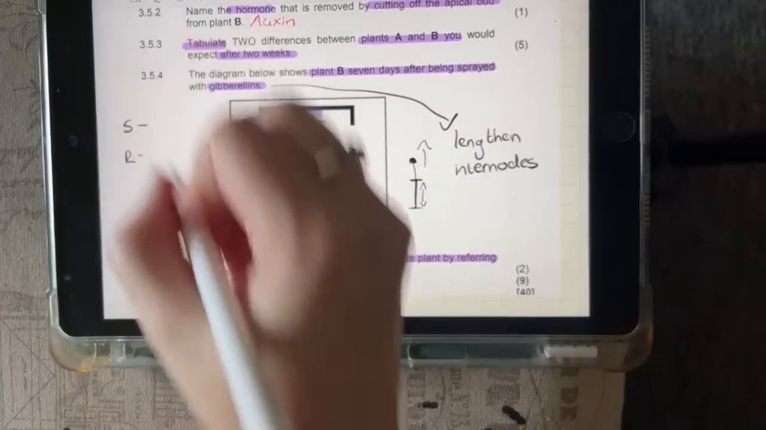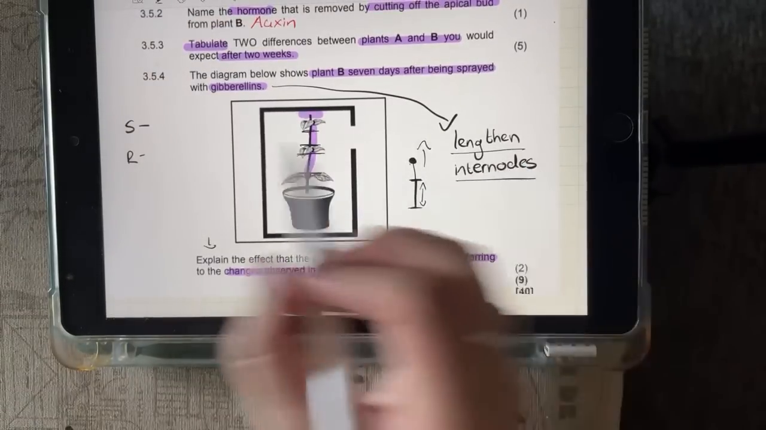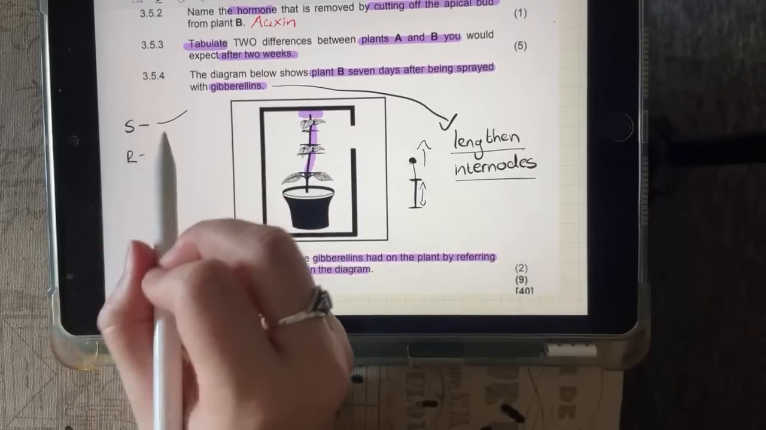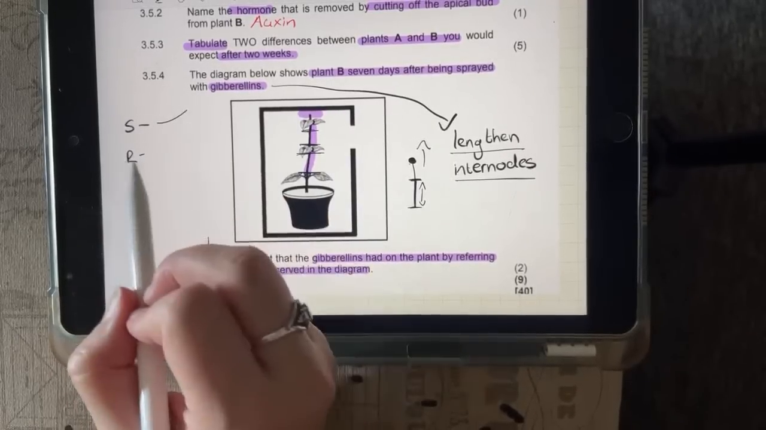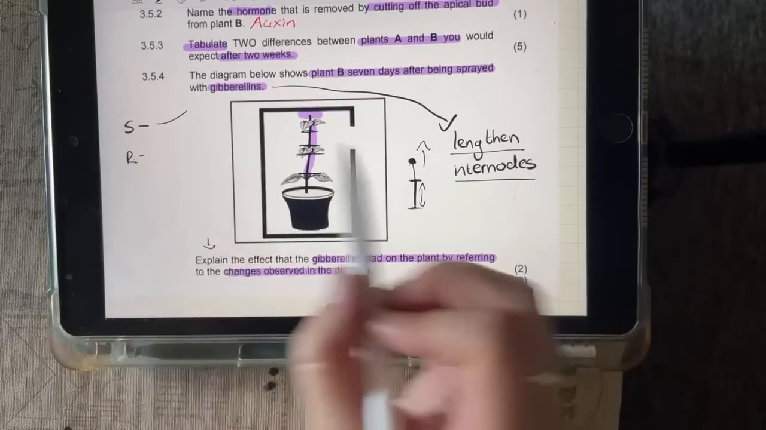Our statement has to do with what gibberellins do. Gibberellins lengthen internodes, so that's our statement. And now, because we know what gibberellins do, we can give a reason for why there is a change in the length between the nodes, or the distance between the leaves.